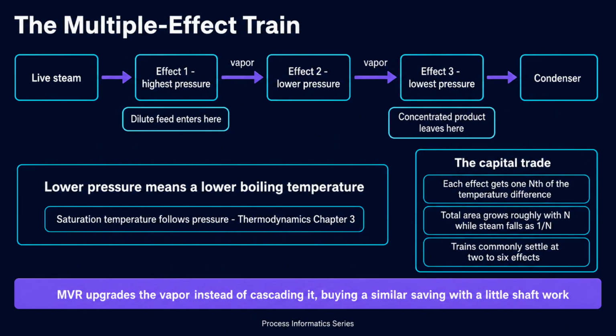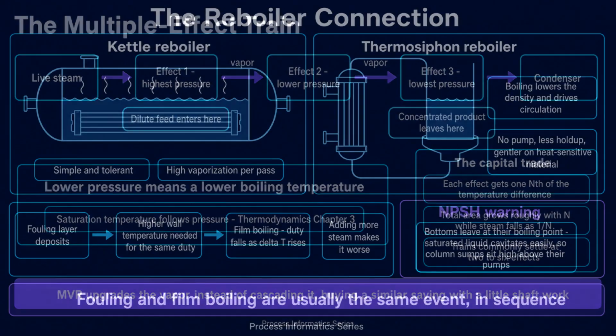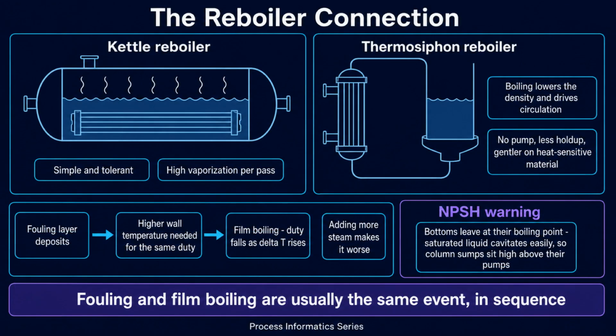The catch is capital. Split the available temperature difference evenly among n effects, and each gets 1/nth of it while carrying 1/nth of the duty, so each needs about the same area as a single effect unit. Total area grows roughly with n, while steam falls as 1 over n, so trains commonly settle at 2 to 6 effects. A different route upgrades the vapor instead of cascading it. Mechanical vapor recompression compresses it until it can heat its own effect, buying a similar saving with a little shaft work. Every distillation column ends in a boiling exchanger.